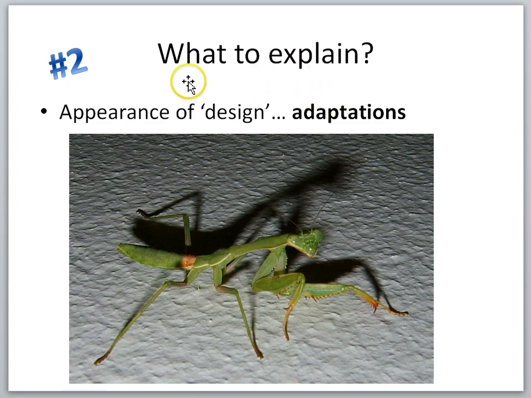The second puzzle is the appearance of design in living things, what biologists call adaptations. Now, adaptations are features of creatures that help the organism survive and reproduce in its natural environment. So the praying mantis has many different kinds of adaptations. We can think of them as parts with purpose. They serve a function, and that function is to help the organism survive and reproduce.